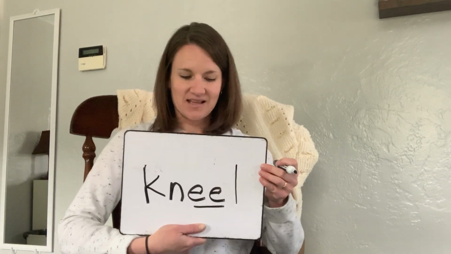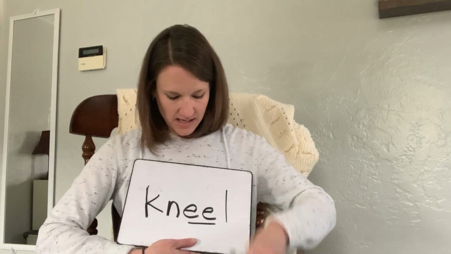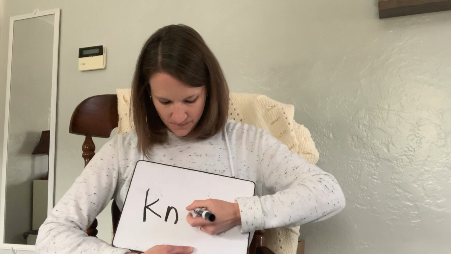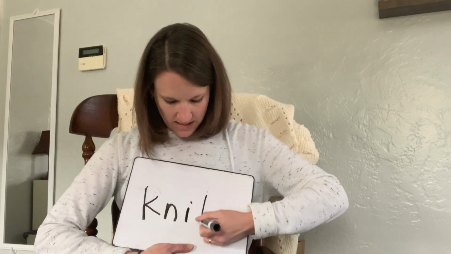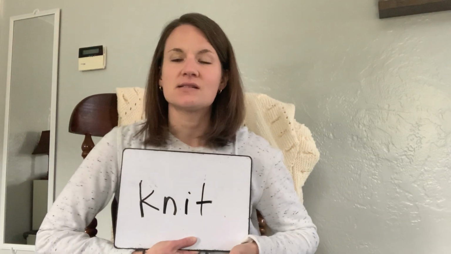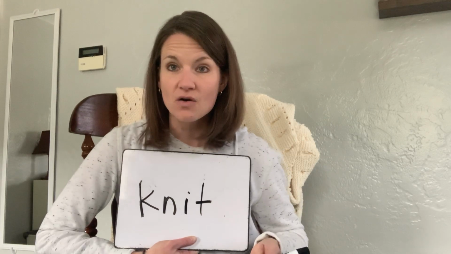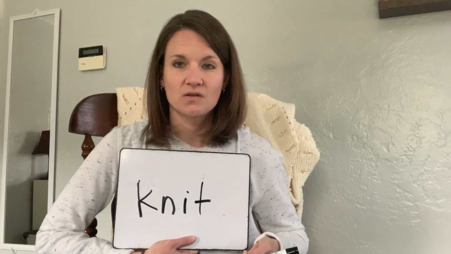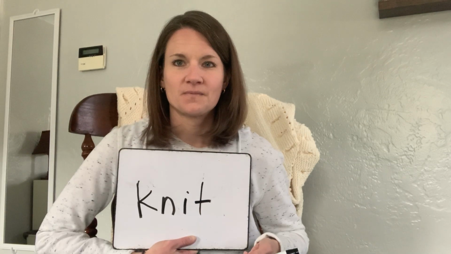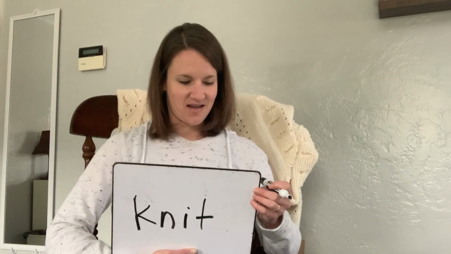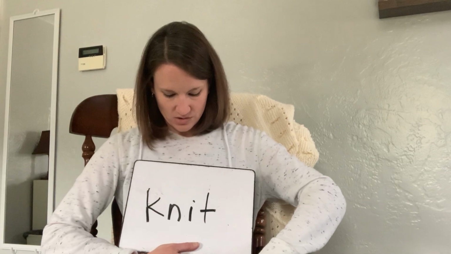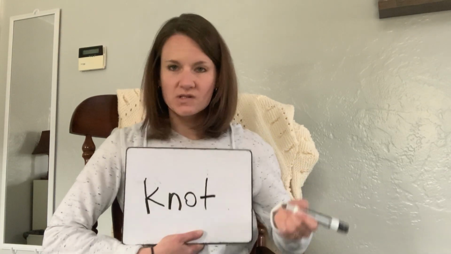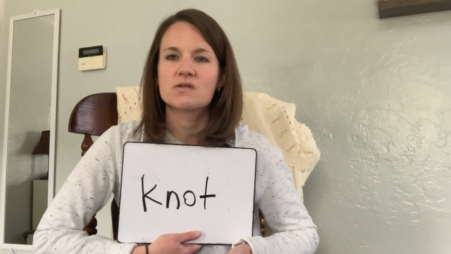Good. Let's change the EE to I and add a T. The K is still silent, I is by itself, so you know it's going to make its short vowel sound. What's the word? Good. Okay, let's change the I to O, still a short vowel sound, and what's the word?